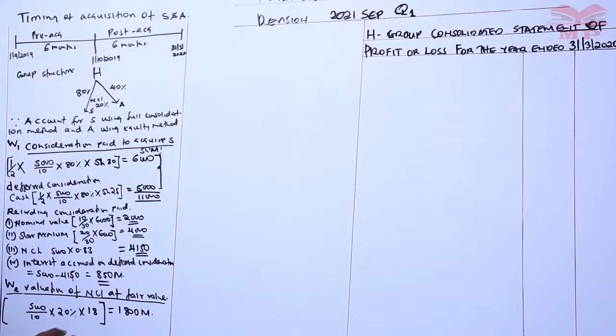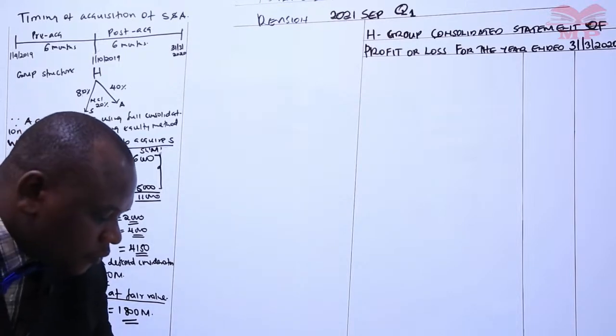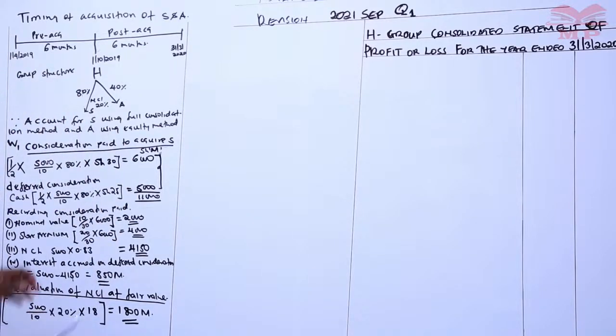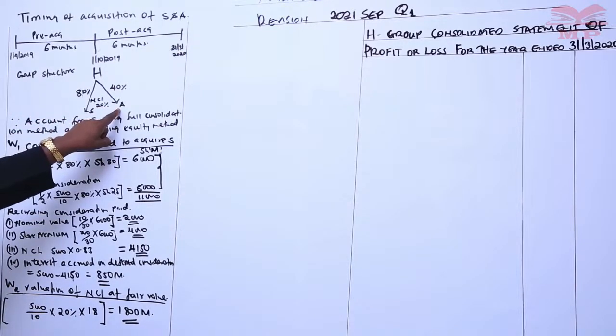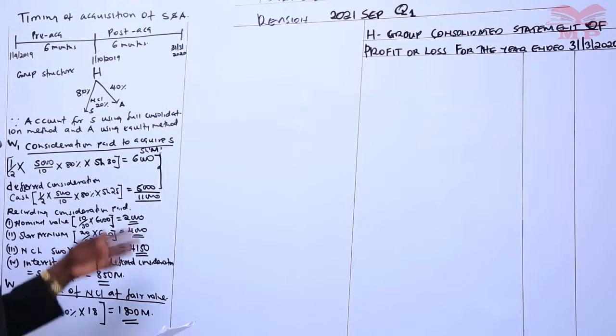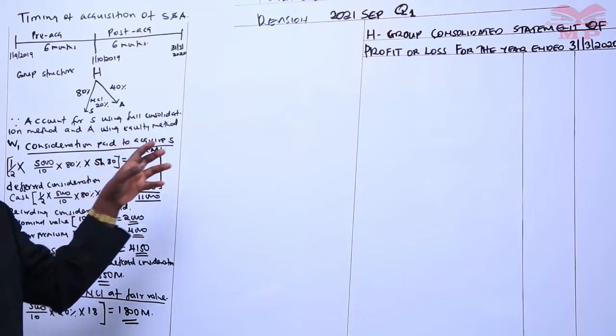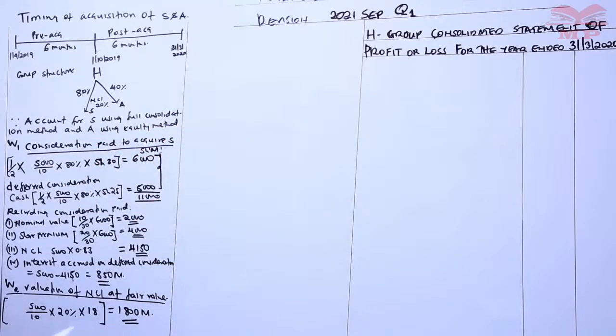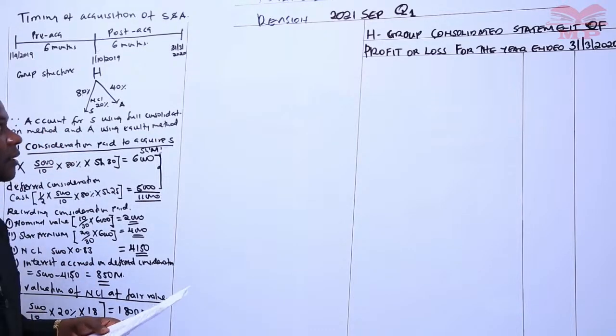So this is the fair value of non-controlling interest that you use when determining the goodwill on acquisition of S. Now let us proceed to determining goodwill on acquisition and investment in associate. Those are major workings that you have to undertake whenever you are consolidating financial statements of a group involving a subsidiary and an associate.